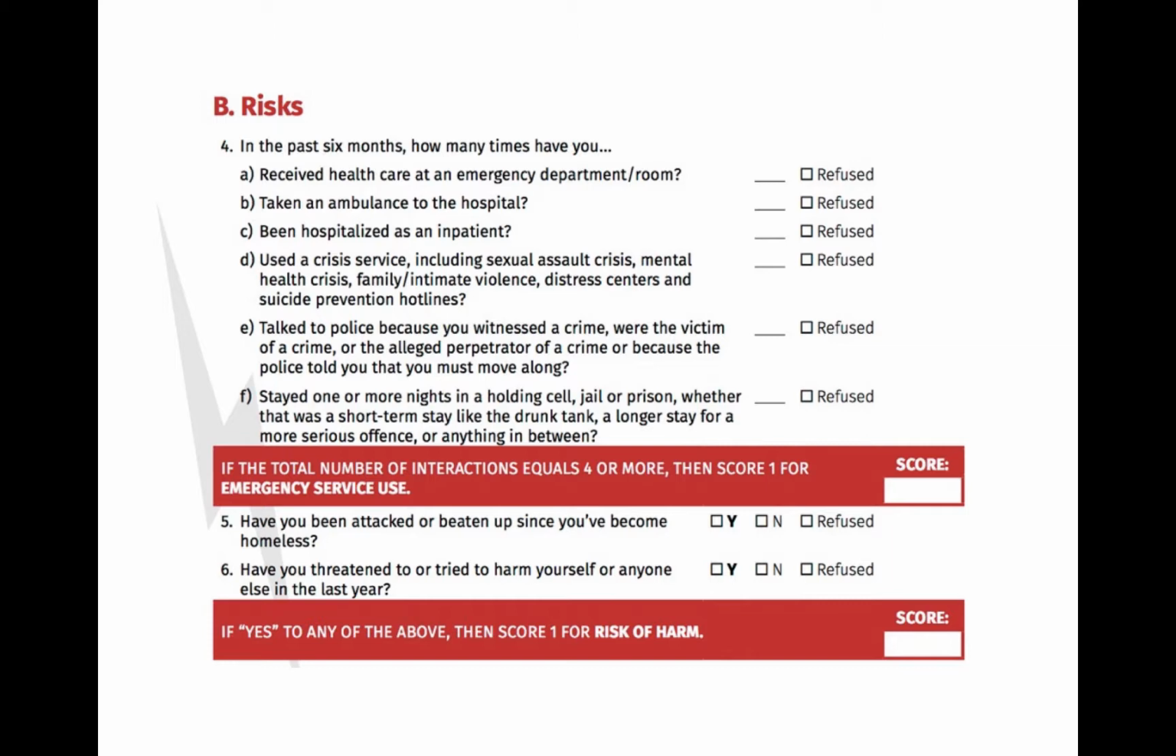Okay, and then number 5 is, have you been attacked or beaten up since you've become homeless? And 6 is, have you threatened to or tried to harm yourself or anyone else in the last year? Again, just yes or no questions, no details.